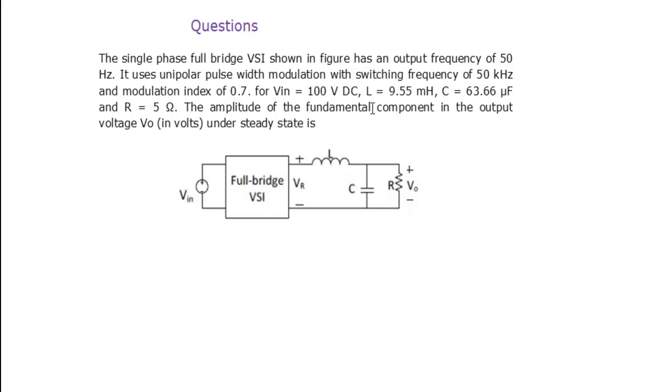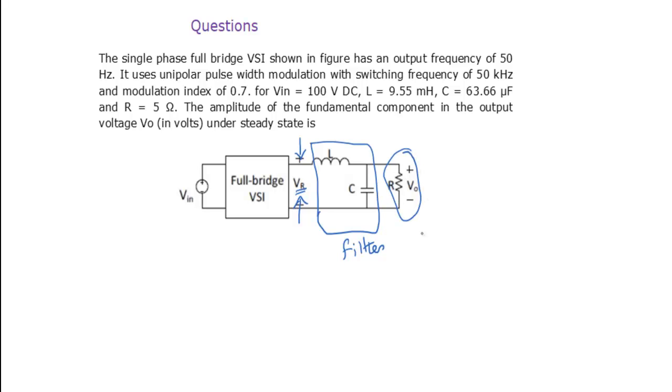The amplitude of the fundamental component in the output voltage V0 under steady state is what we need to calculate. Amplitude is nothing but the maximum value after the filter. Here you can see this is the actual output of the inverter, VR. Then this is the filter, to filter out the harmonics. And this is the load.